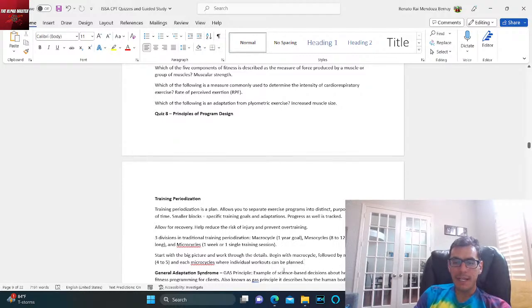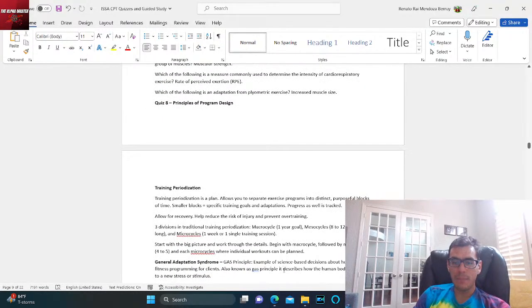The General Adaptation Syndrome, or GAS principle, is an example of science-based decisions about health and fitness programs for clients.